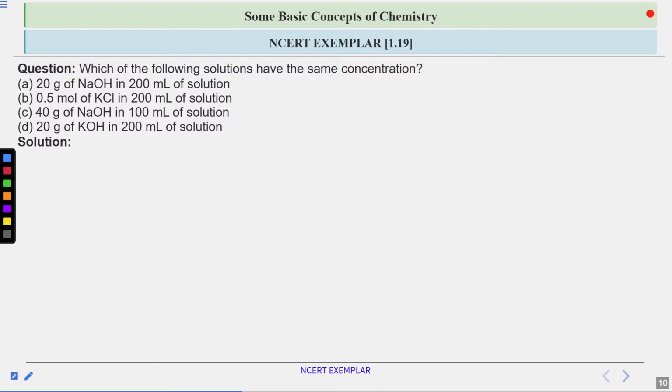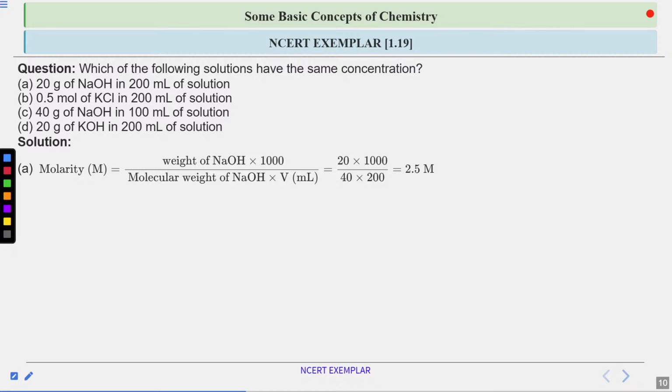How will we calculate? We will calculate the molarity for each of these. For the first case, it will be the number of moles of sodium hydroxide divided by the volume of the solution in liters. So the number of moles is calculated here, which is the weight of sodium hydroxide divided by the molar mass of sodium hydroxide. So here it will be molar mass, not the molecular weight.